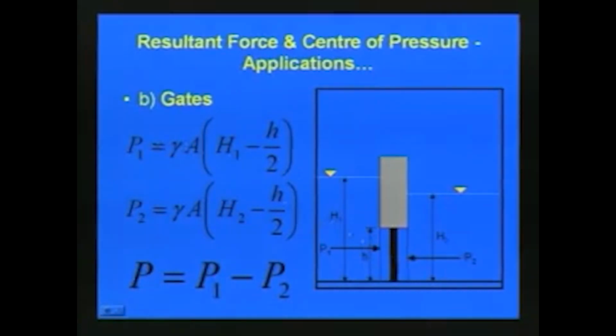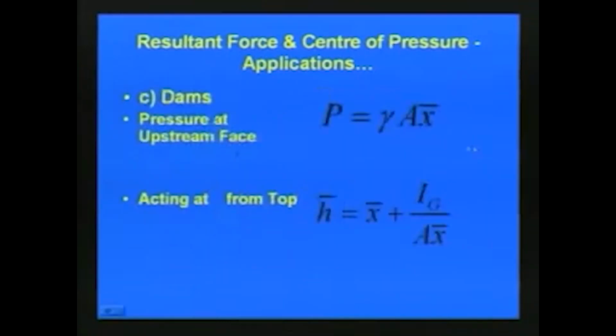So, P1, what is effectively acting on the gate, is equal to gamma A into H1 minus H by 2, and the force acting from the downstream side, P2, is obtained as gamma A into H2 minus H by 2. So, the effective force acting on the gate is P equal to P1 minus P2. So, this is the case of a sluice gate.